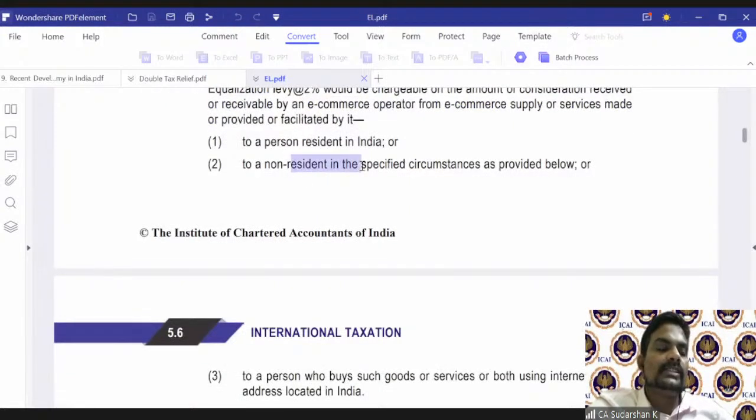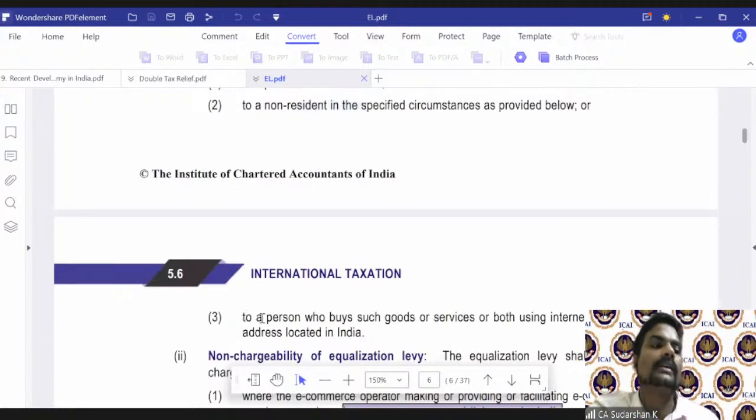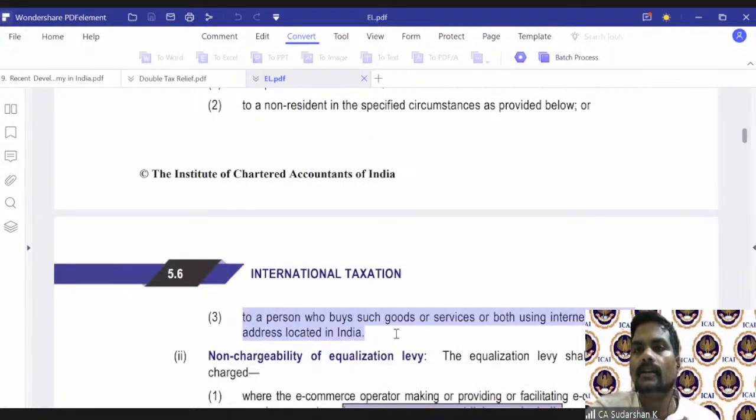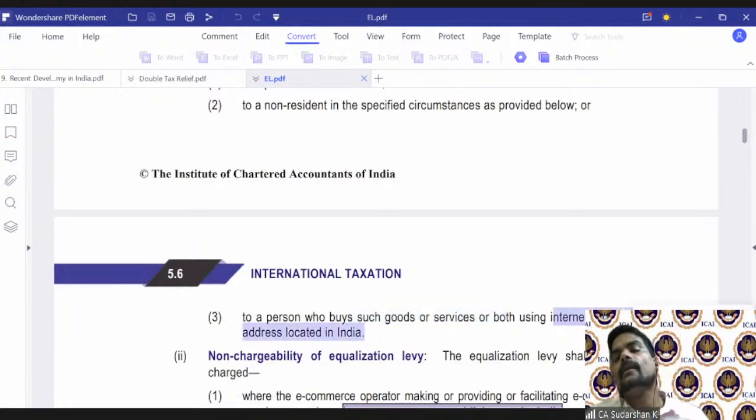To a non-resident in specified circumstances, no. Very difficult to say that it's a non-resident. And again, it has to be in specified circumstances, which is sale of data and online advertisement. That's not happening. So this is ruled out. Second is ruled out. Now there's one more category of buyer: to a person who buys such goods or services or both using internet protocol address located in India.